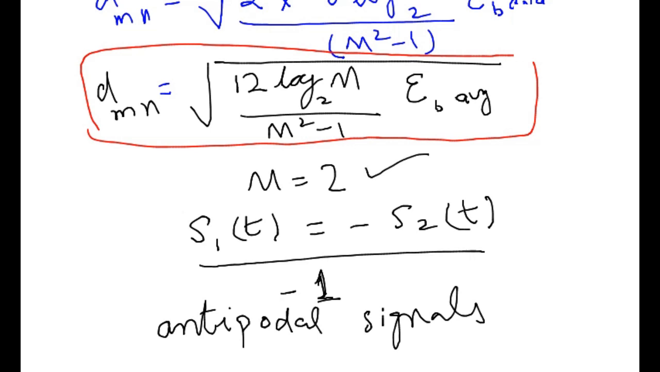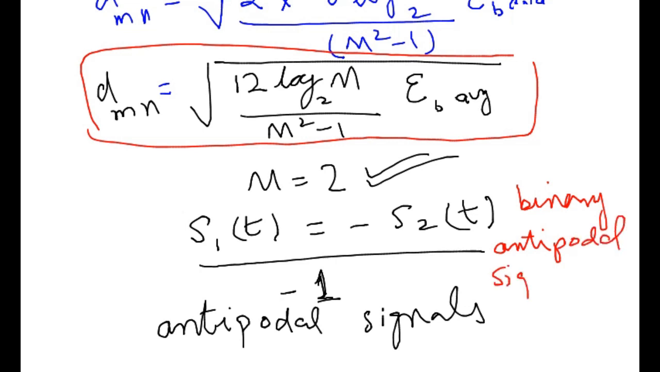So this is also known as the binary antipodal signaling scheme. We also call it the binary antipodal signaling scheme when our M is equal to 2. So this is all about the Euclidean distance of the PAM signaling scheme, and we will move to phase modulation in the next lecture.